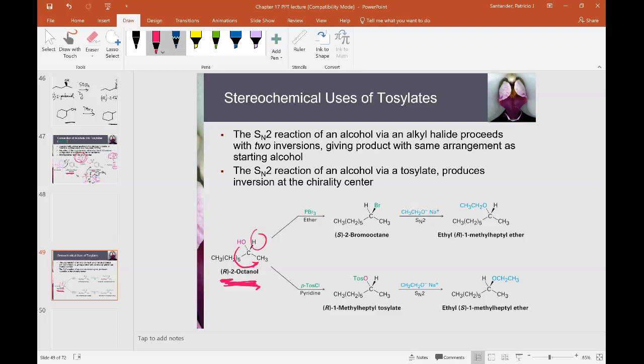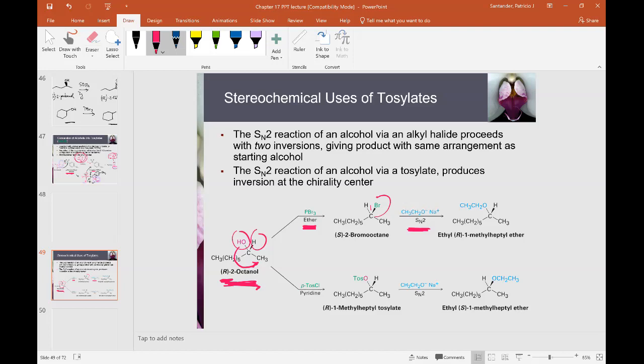If I was performing a reaction with PBr3, we know that that reaction proceeds with inversion of the configuration. Yes, inversion of the configuration. And so we have the OH pointing away from us, and now the bromine is pointing to us, right? And then if I perform a second reaction, this is a nucleophilic substitution reaction in which I'm using ethoxide as a nucleophile. So now I will go through a second inversion, right?